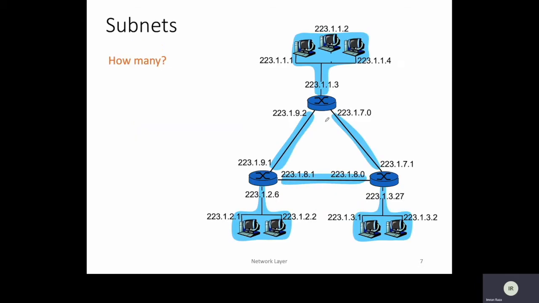So what do you think? How many subnets are there in this diagram? Yes, you're right. 1, 2, 3. And remember, these WAN interfaces between the routers also need to be represented with subnets. So 1, 2, 3, 4, 5, 6. So here, if I want to do subnetting, how many subnets do I need to create? Yes, you're right. I need to create 6 subnets.